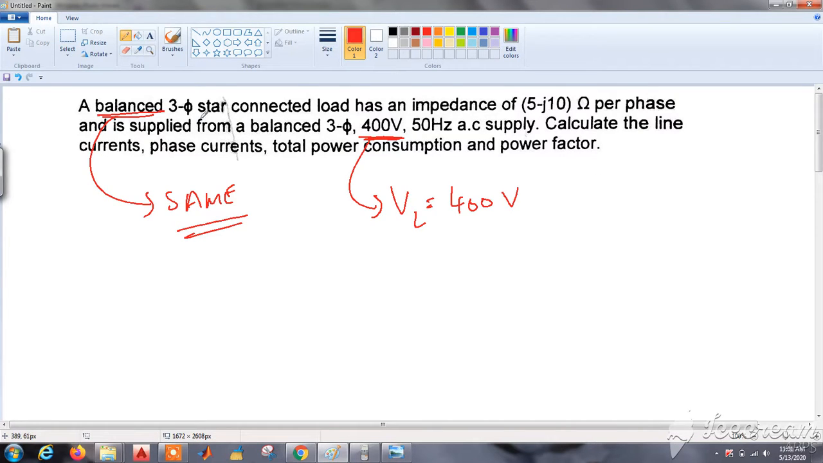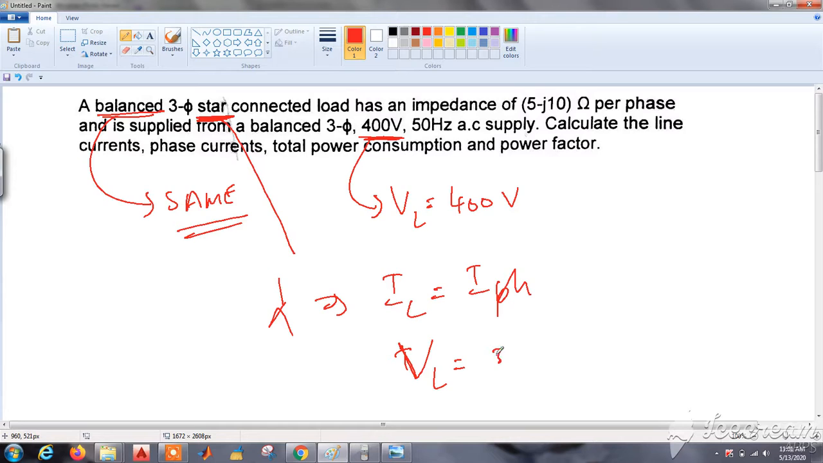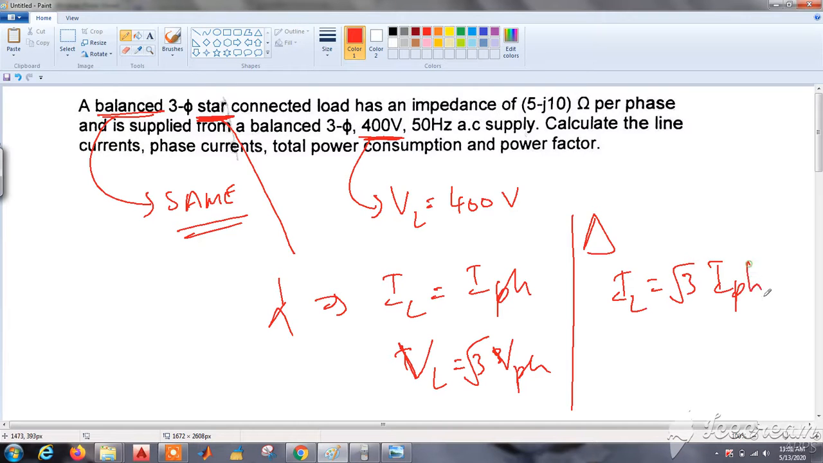So we know that in star connection, line current is equal to phase current and line voltage is equal to root 3 times the phase voltage. And in delta it is opposite, that is line current is root 3 times phase current and line voltage is equal to phase voltage. So in this question star connection is given, so we'll consider this.